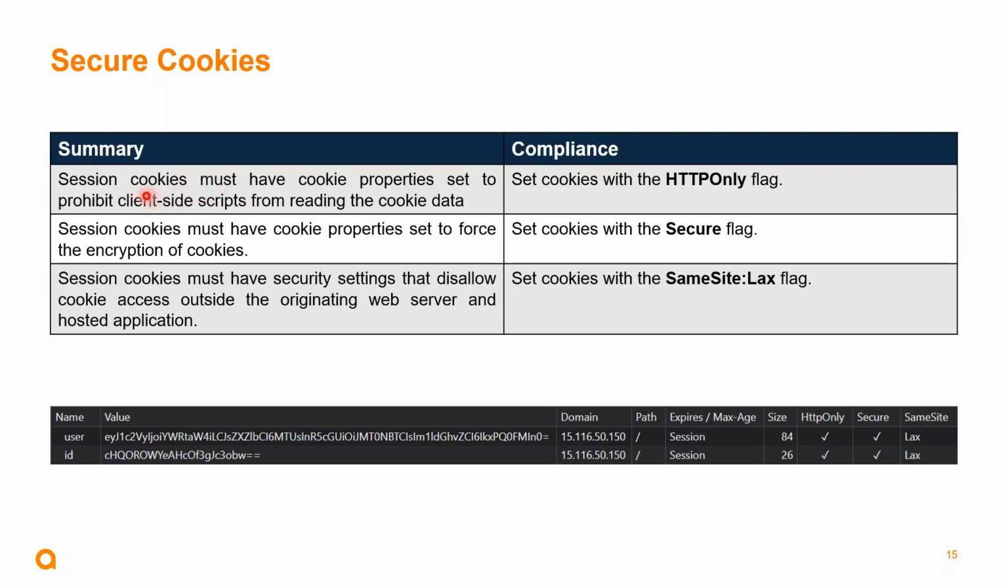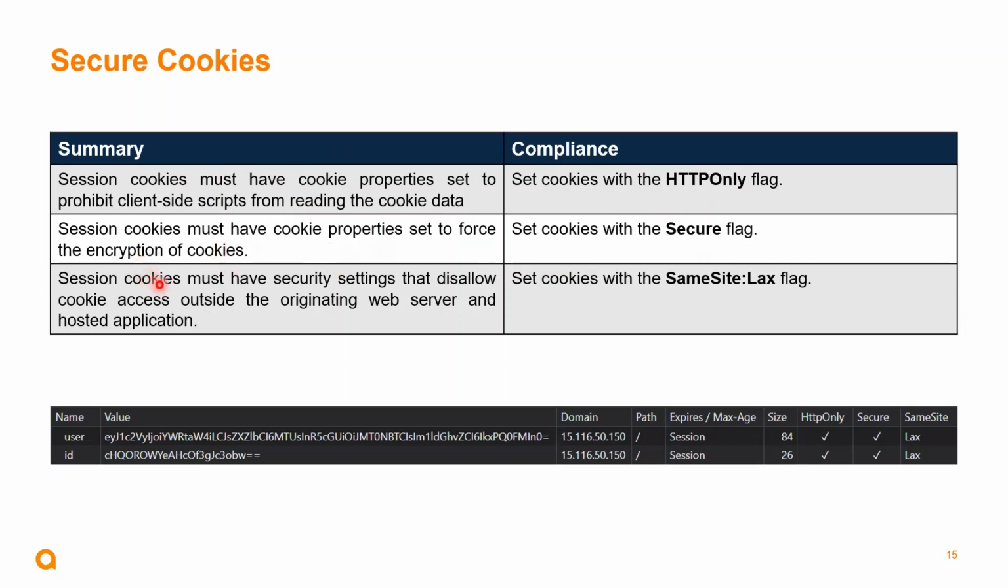The first condition is the session cookies must have cookie properties set to prohibit client-side scripts from reading the cookie data. This can be achieved using the HttpOnly flag set in the cookies. The next condition is the session cookies must have cookie properties set to force the encryption of cookies, so they can be sent only over an encrypted channel like HTTPS. This can be done with the Secure flag.